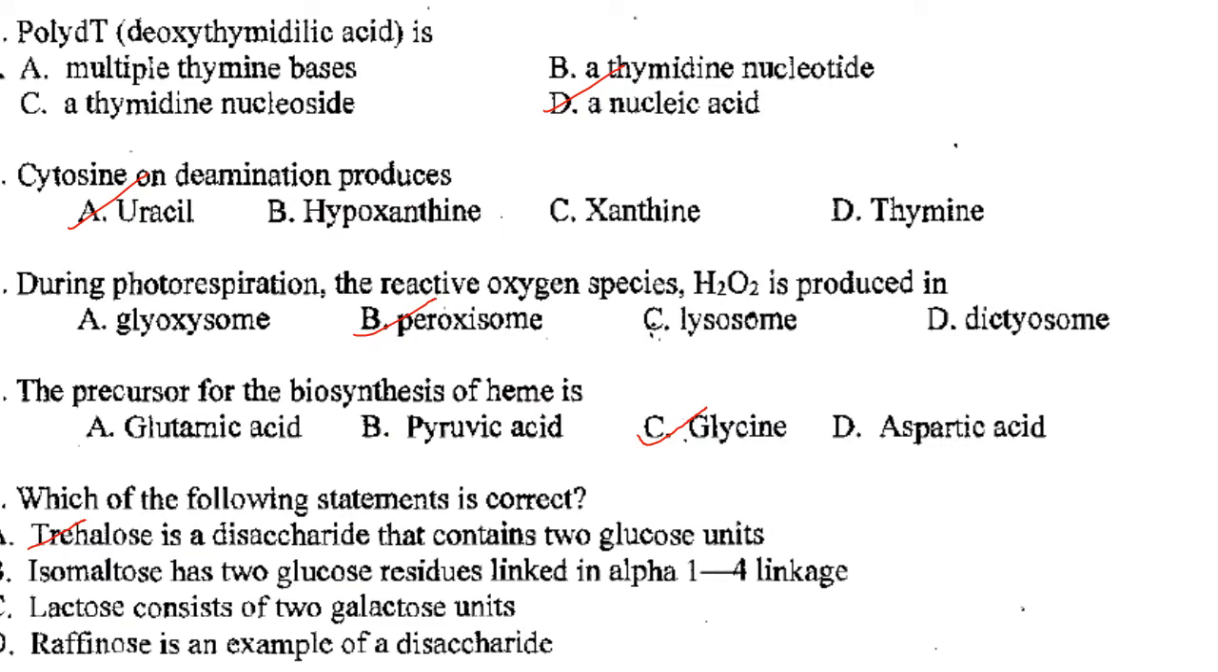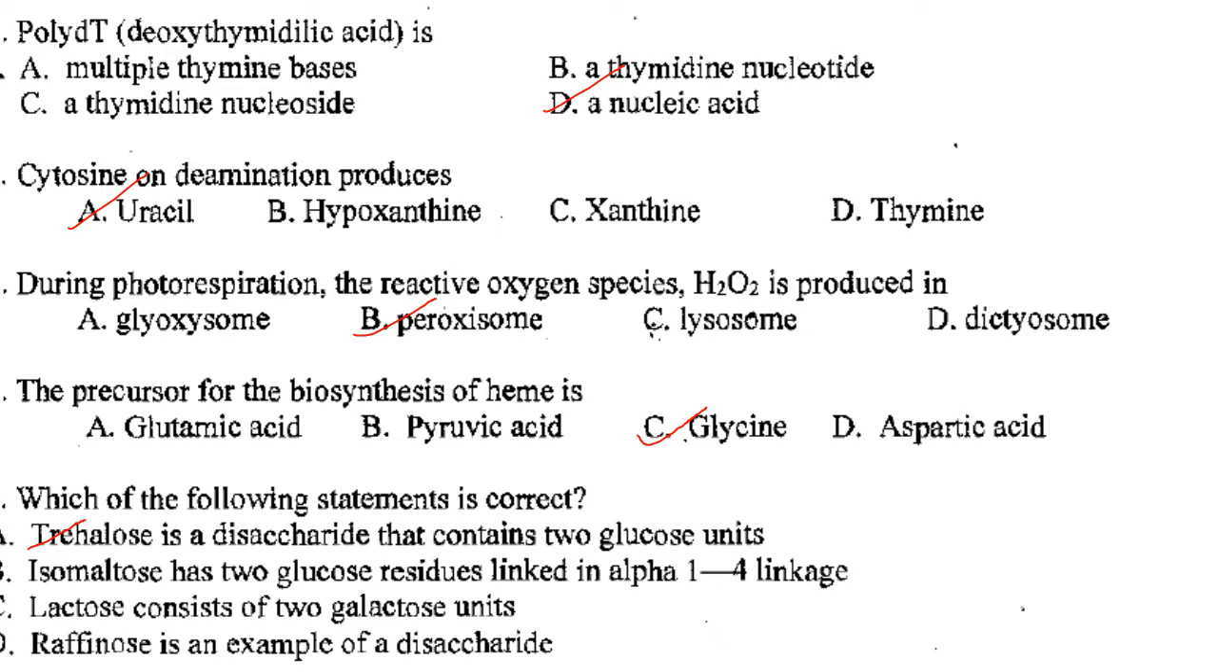So next one, poly-DT deoxythymidyllic acid is, from 1 to 25 questions, only one option is correct. Multiple thymine bases, a thymidine nucleoside, a thymidine nucleotide, a nucleic acid. So poly-DT, that is deoxythymidyllic acid, it is a nucleic acid. Answer is option D.